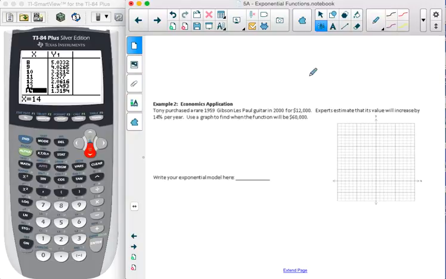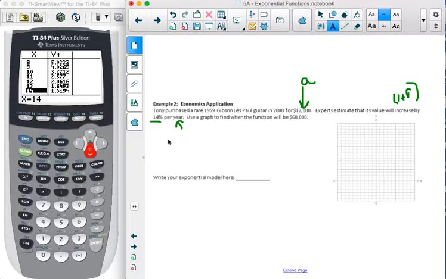So if he purchased it in the year 2000 for $12,000, this is our A, our initial amount. Experts estimate that the value will increase, right? So increase implies that our growth factor is going to be a growth factor. So we're going to add 1 to the rate by 14% per year. So our time is in years. And we're going to use a graph to find when it's going to equal this value, $60,000.